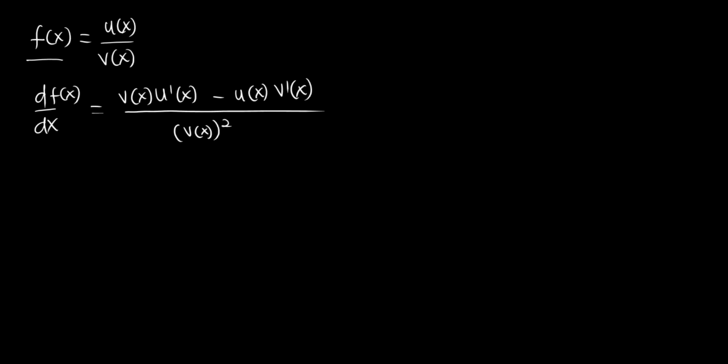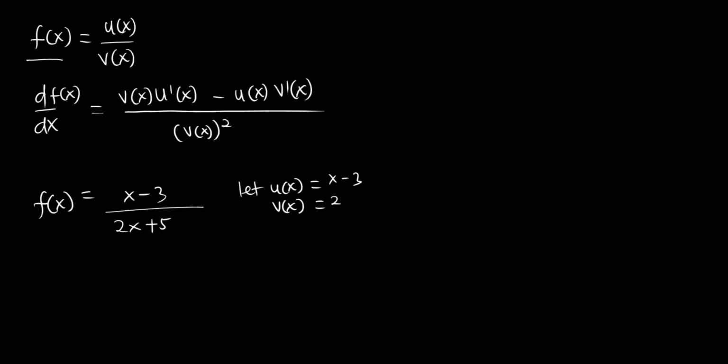Okay, so I have this example here. Also, we have f of x equal to x minus 3 divided by 2x plus 5. Okay, so let's find the derivative of this function here. So first of all, let u of x be equal to x minus 3, and then v of x be equal to 2x plus 5. So let's find u prime of x, which will be equal to 1, and then v prime of x, which will be equal to 2.